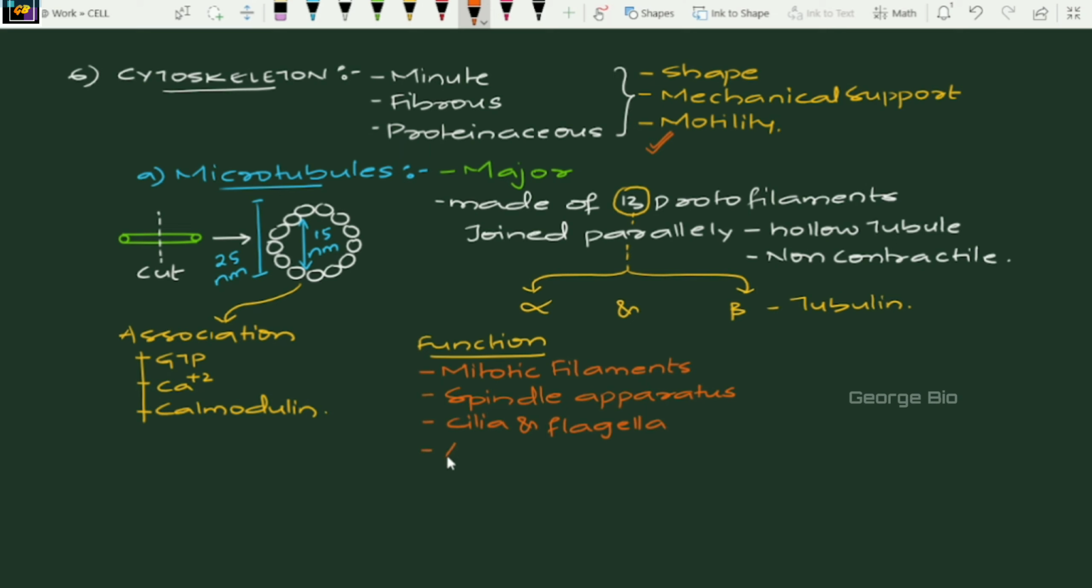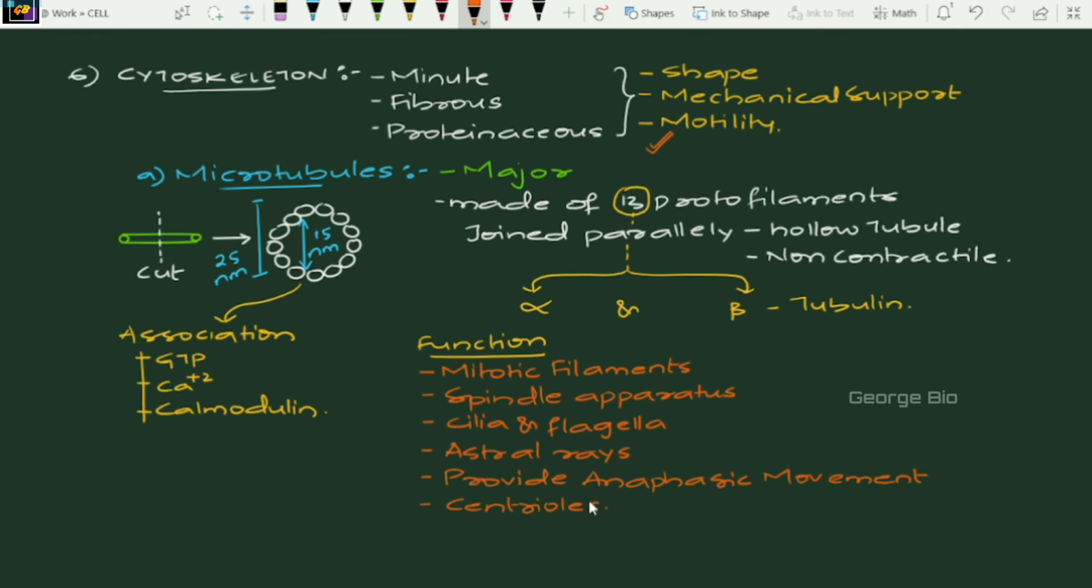Next, it helps in formation of astral rays. Astral rays, when we go with cell cycle, you will come to know what this astral ray is. Next one. Because of these mitotic filaments, during the time of cell cycle, they help in pulling the chromosomes towards the side of the poles. It means they provide anaphasic movement of chromosomes during the time of cell cycle. And the last one, it helps in formation of centrioles.